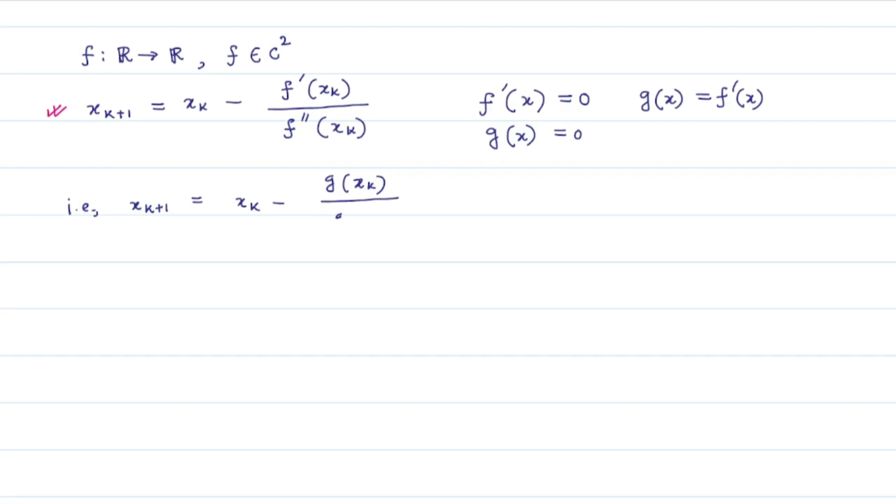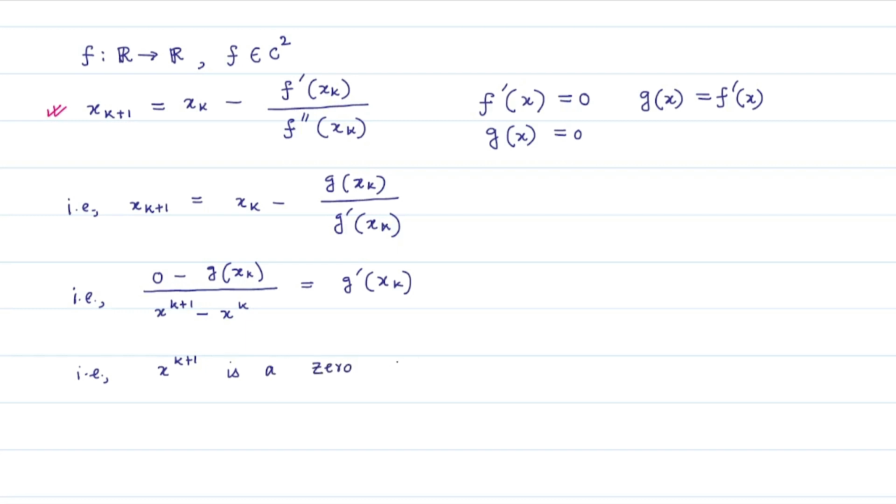g(x_k) divided by g'(x_k), which in turn is the equation 0 - g(x_k) divided by x_{k+1} - x_k is equal to g'(x_k). That is, we notice that the point x_{k+1} is a 0 of the function given by the equation y - g(x_k) divided by x - x_k is equal to g'(x_k), which is the equation of the tangent on the graph of the function g(x) at the point x_k. So x_{k+1} is the point of intersection of the x-axis and this tangent at the point x_k on the graph of the function g.